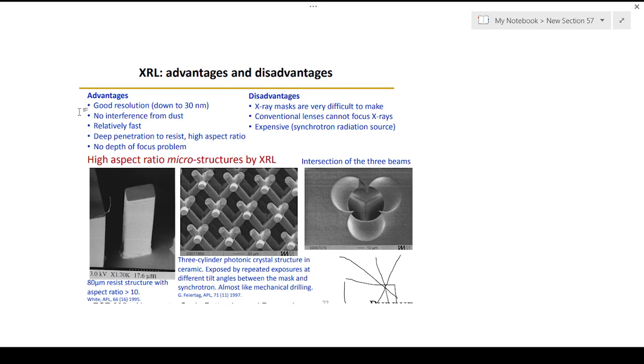material, and it's a bit expensive because synchrotron radiation sources are required to get low wavelength X-rays. Okay, but it has a good resolution, relatively fast and deep penetration into the resist, and high aspect ratio. Here you can see different images which are patterned using XRL techniques. Okay, so that is also what you can see in this picture.